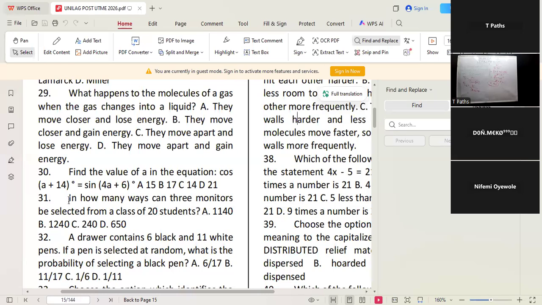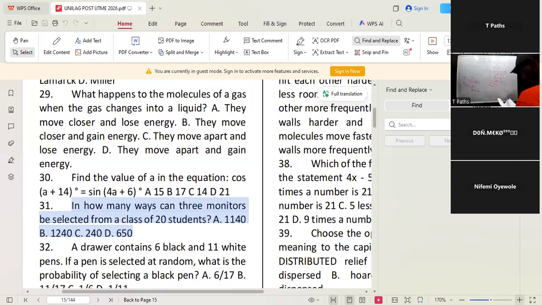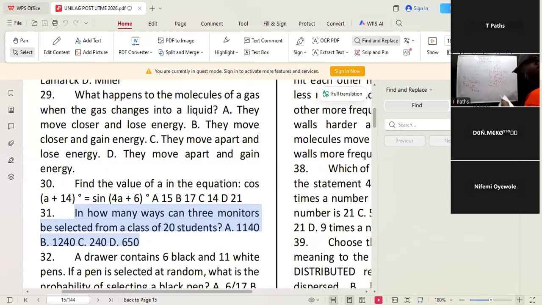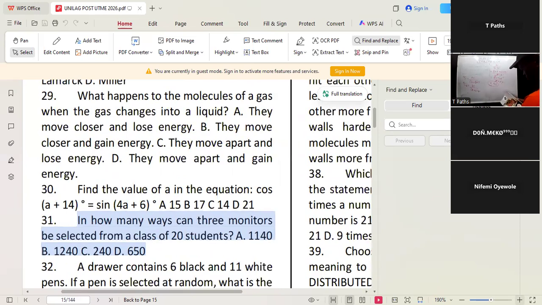All right, so let's go to some questions from our PQ. Let's go to page 15, question 31. Unilag PQ here. Page 15, question 31.